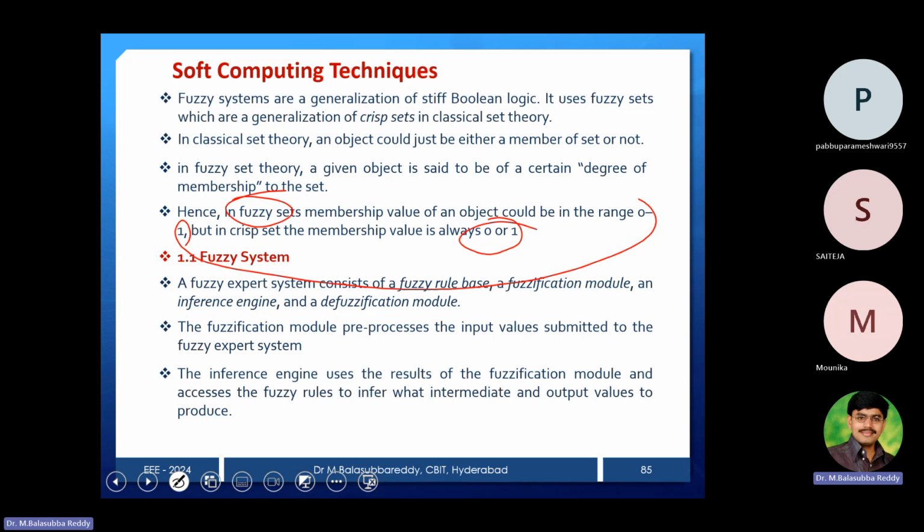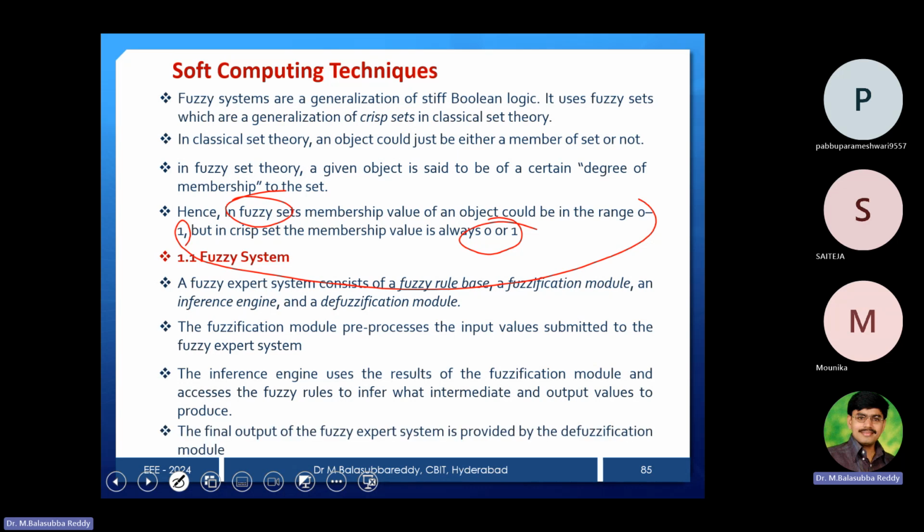Then the inference engine uses the results of the fuzzification module and accesses the fuzzy rules to infer what intermediate and output value is to be produced. So normally there is an input. That input is given to the fuzzification, which will convert it into machine understanding language. Then there is the expert system. After that, there is defuzzification, which converts machine language to human understanding language, and it is given to the output.